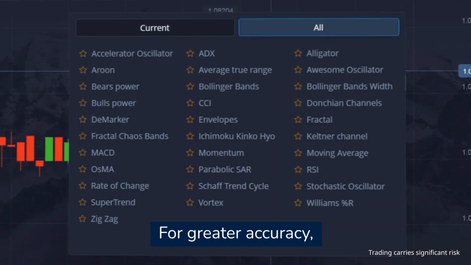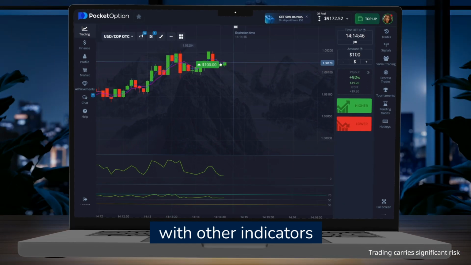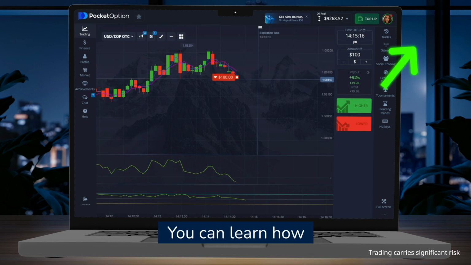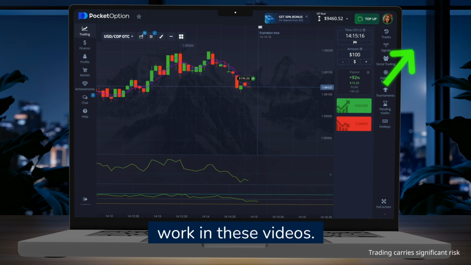For greater accuracy, use Bull's Power in combination with other indicators such as RSI or moving average. You can learn how the RSI or moving average indicators work in these videos.